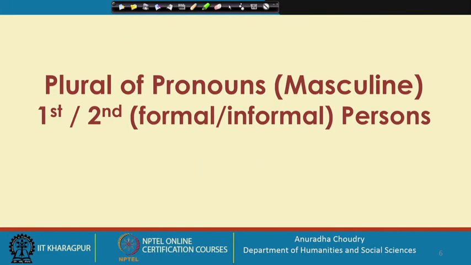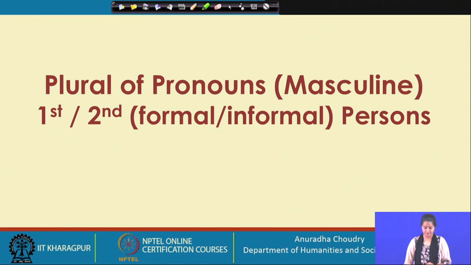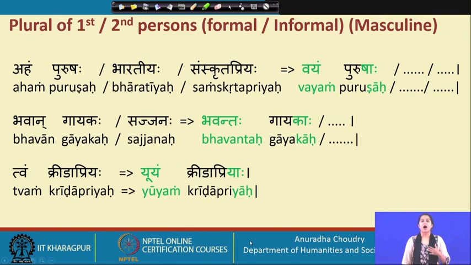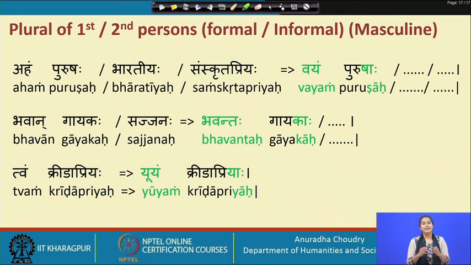Let's look at some pronouns that we've already visited earlier. We look at the pronouns for the first and the second person, formal and informal, and see how they behave. So we have aham purushaha. For aham, the plural is vayam. Aham, I. Many becomes we, and that is vayam. So aham becomes vayam. Now let's combine it with the noun.